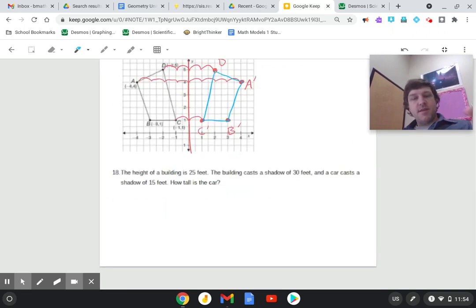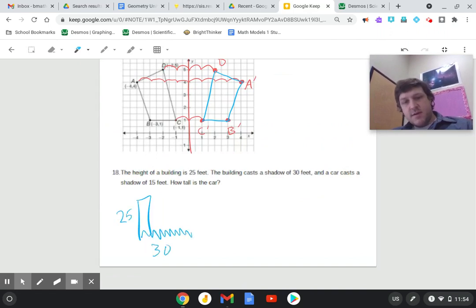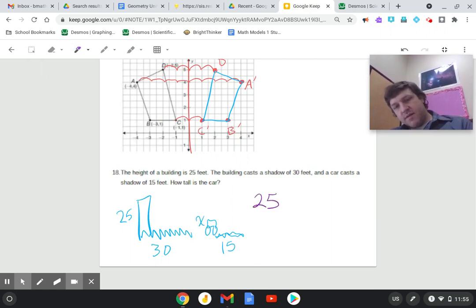Then we have another problem like the word problem we had earlier. We have a building that is 25 feet tall, and it has a shadow of 30 feet. And then we have a car that casts a shadow of 15 feet. So the question is, how tall is the car? So we set up our proportion. We have 25 over 30 equals x over 15.